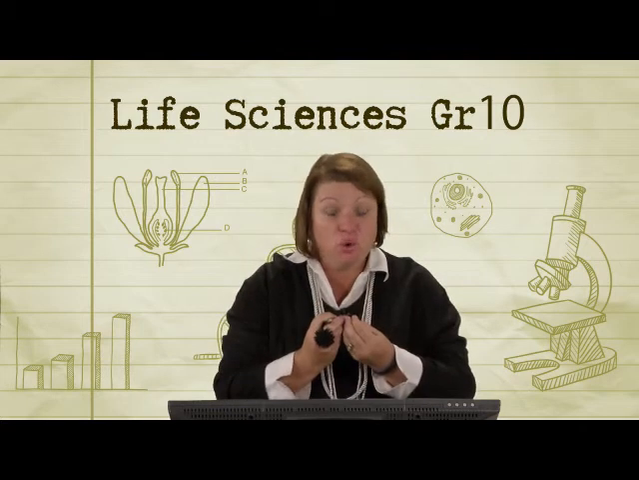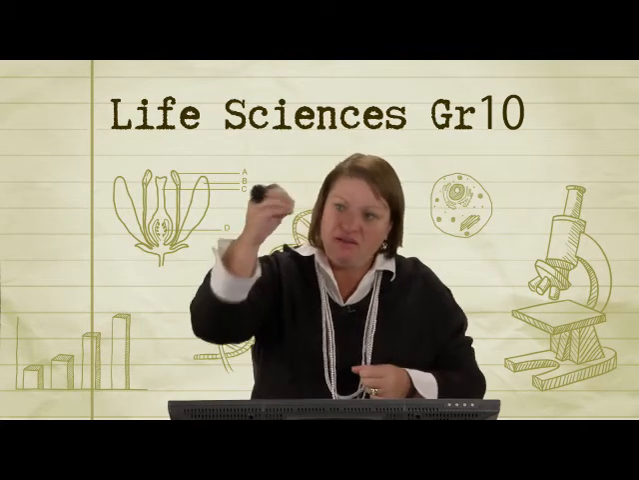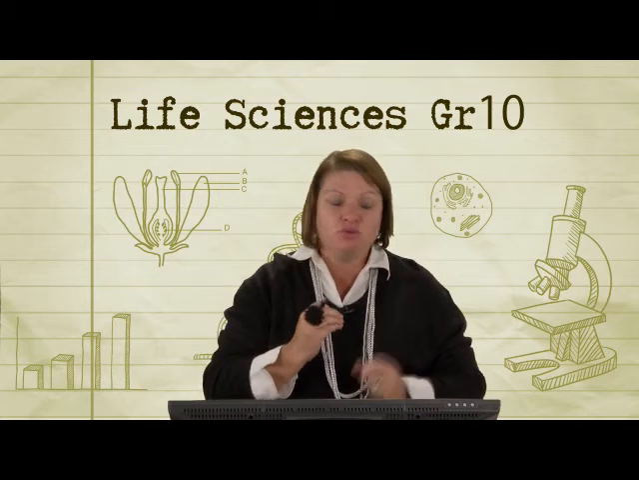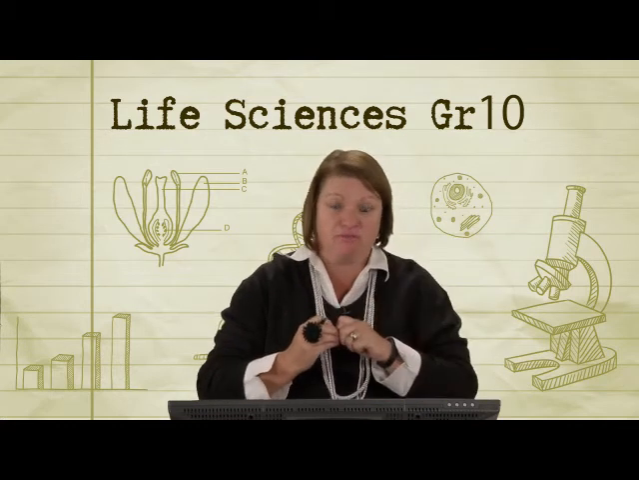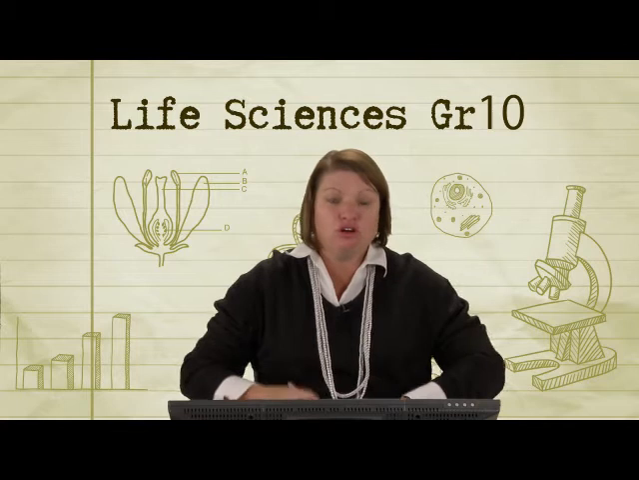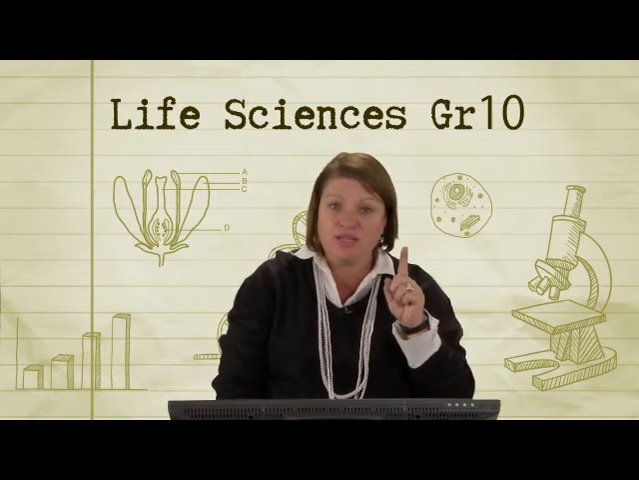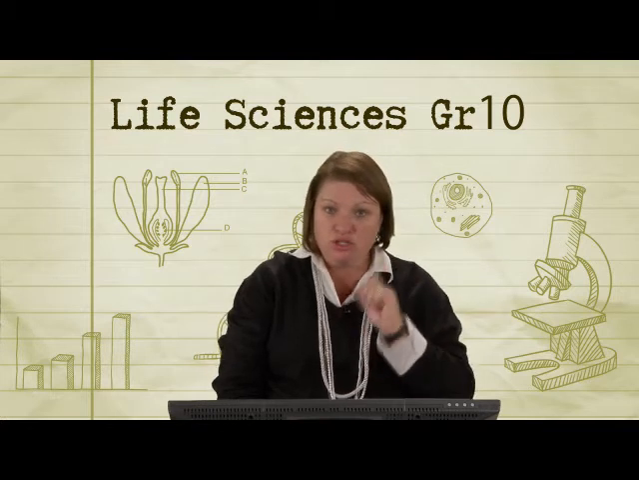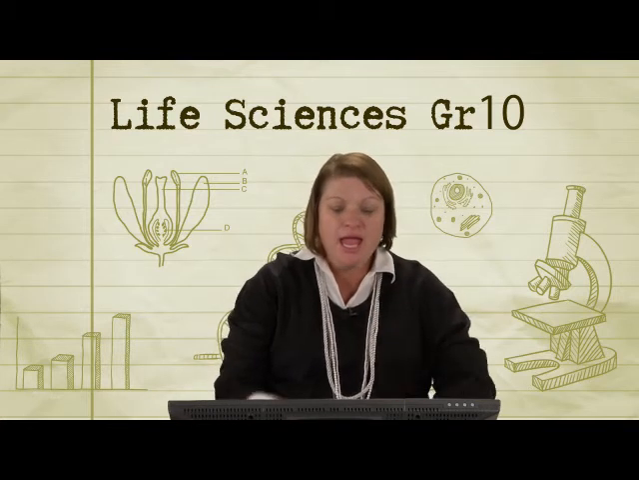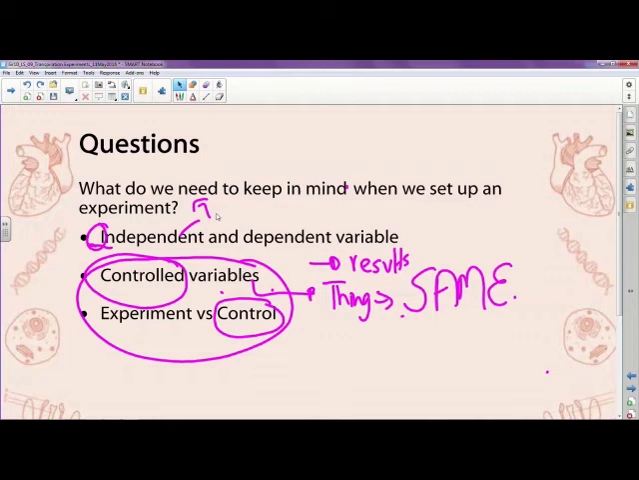If I have to water them, what do I do? I give this one 5 mils of water, and I give that one 5 mils of water. So a controlled variable means all the things that must be the same to ensure accuracy. When I set up my experiment, I don't need a control for all my experiments, but an experiment is set up for what I am testing for.